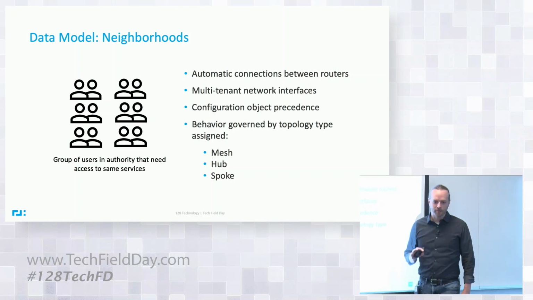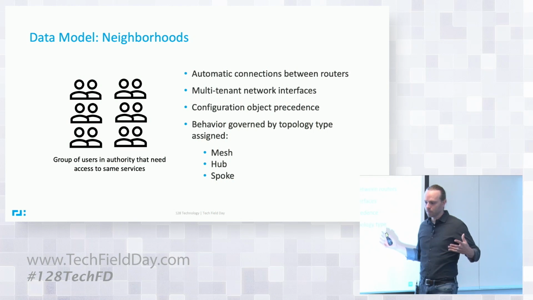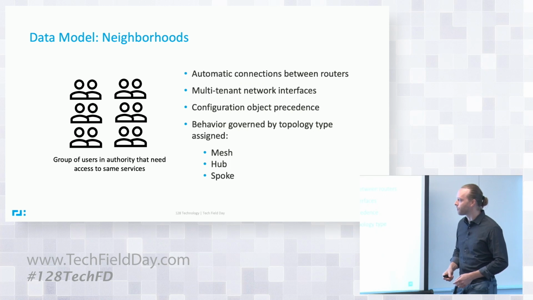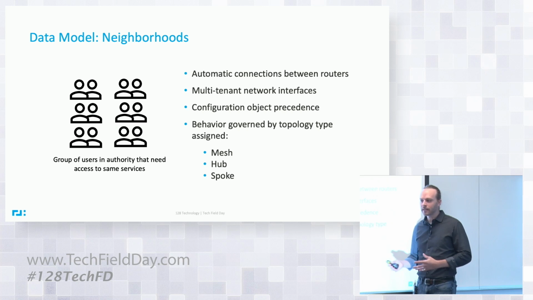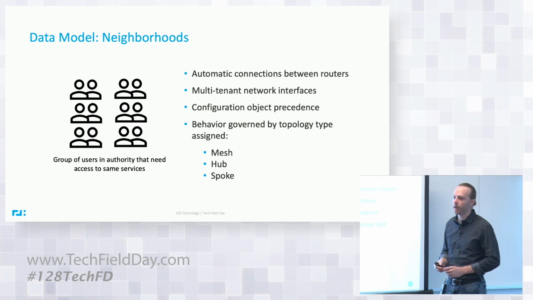Neighborhoods are another really important construct that is fundamental to how the routing decisions are made within the 128T platform. Some people say that the 128T within an authority is like a single distributed router. And it's not entirely wrong to think of it that way.